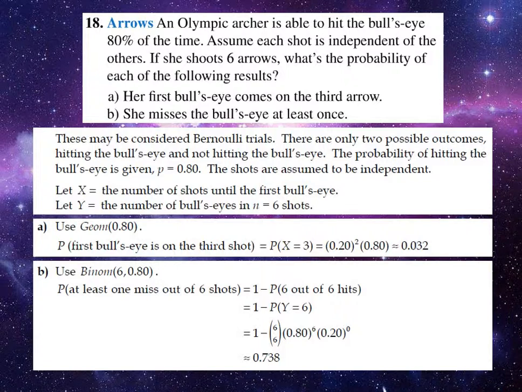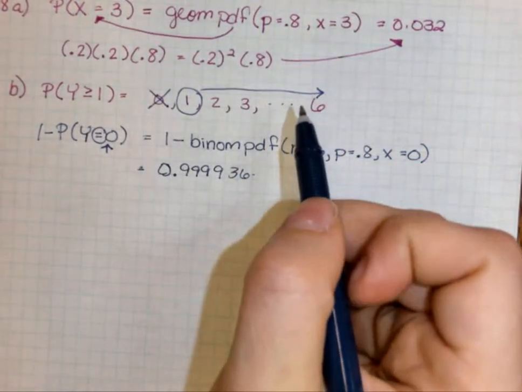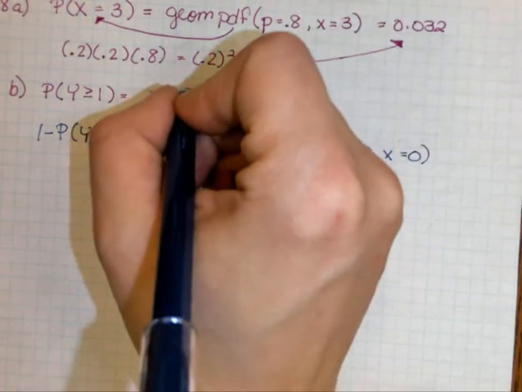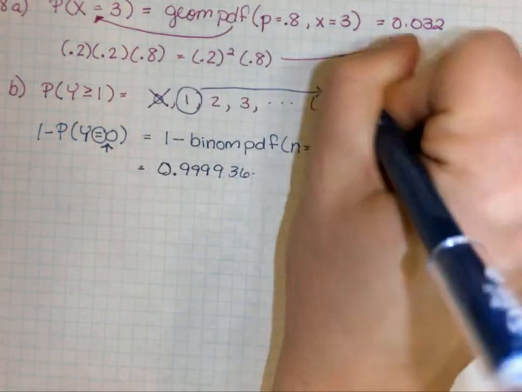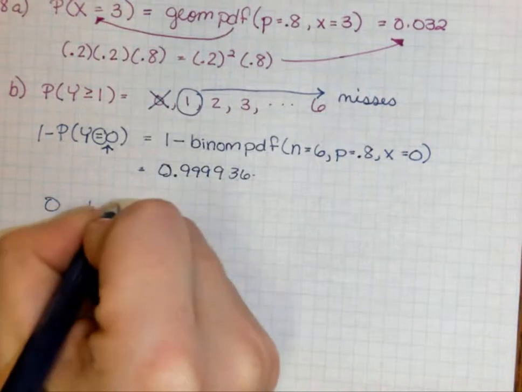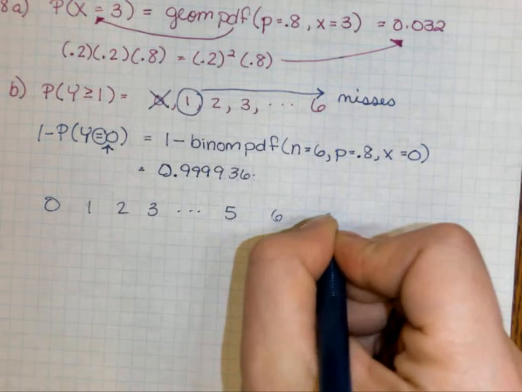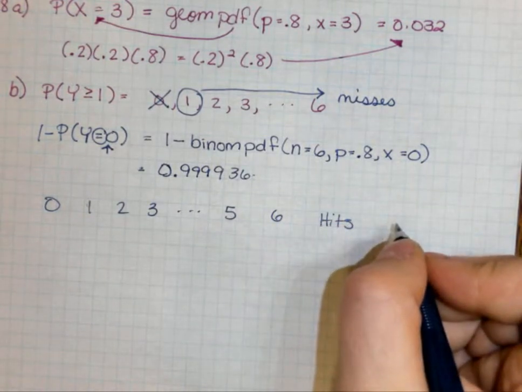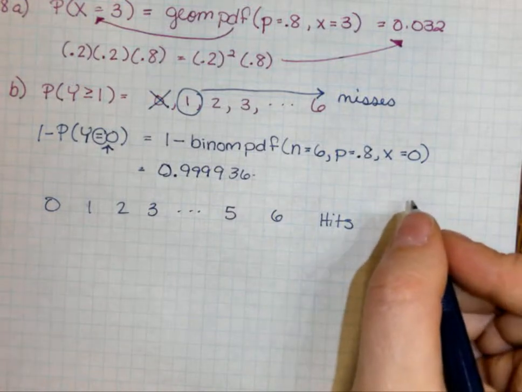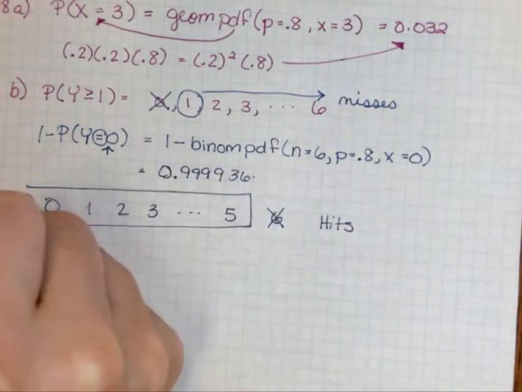Okay. So going back to what I have drawn out over here, there are several different ways that you can do it. This is looking at the number of misses. So if I'm going to talk about the number of hits, because P is the probability of a hit, right? So if she misses at least once, then that means that we're talking about all of these guys.